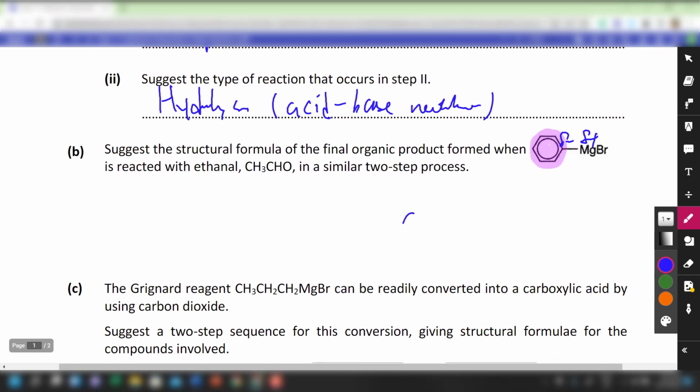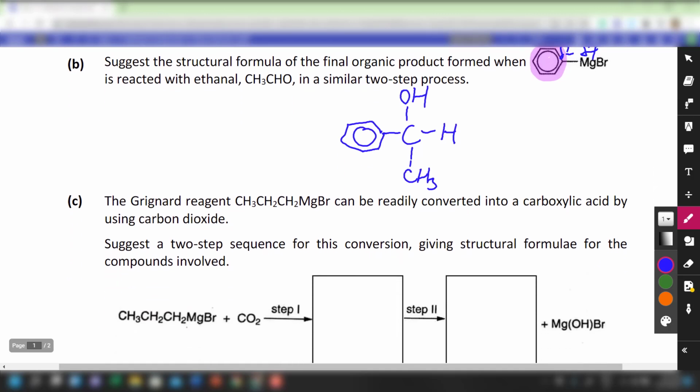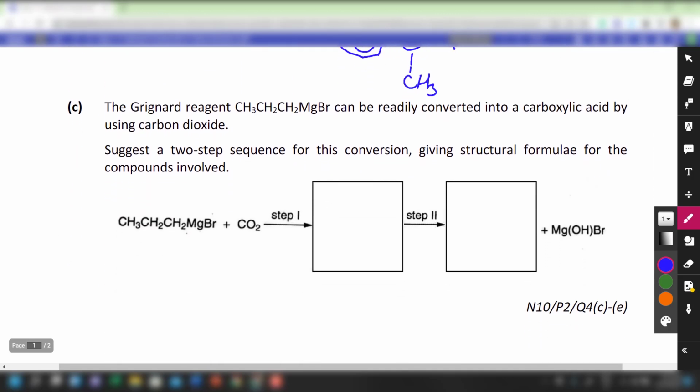Okay, so if it's ethanol, then I have a carbon here, bonded to a H, bonded to a CH3. Okay, then of course there will be a phenyl ring bonded to it, because the phenyl ring is the nucleophilic site, and then of course not to forget the alcohol being produced as well in the course of the reaction. Okay, then next we are going to look at part C.